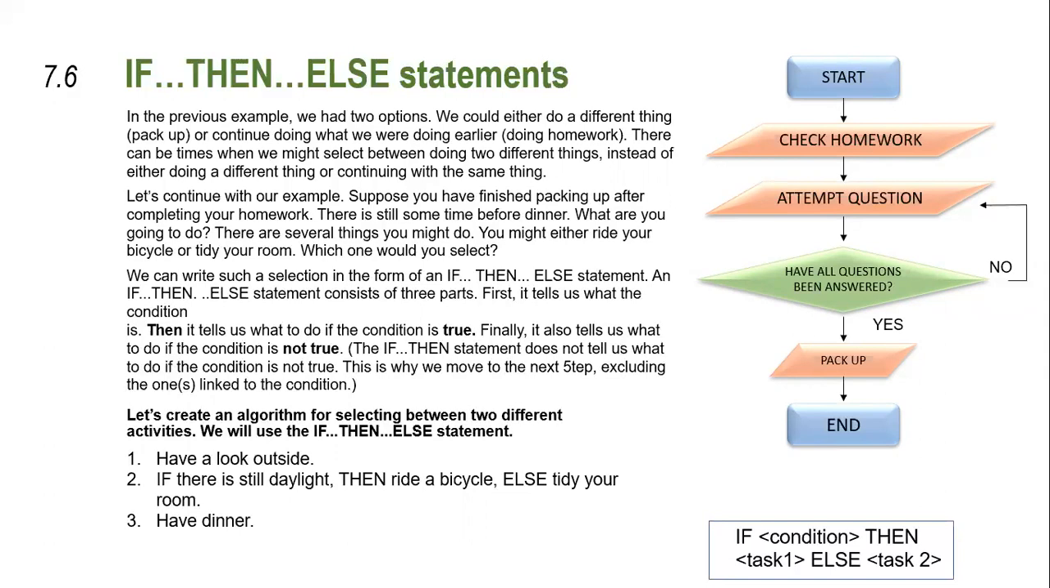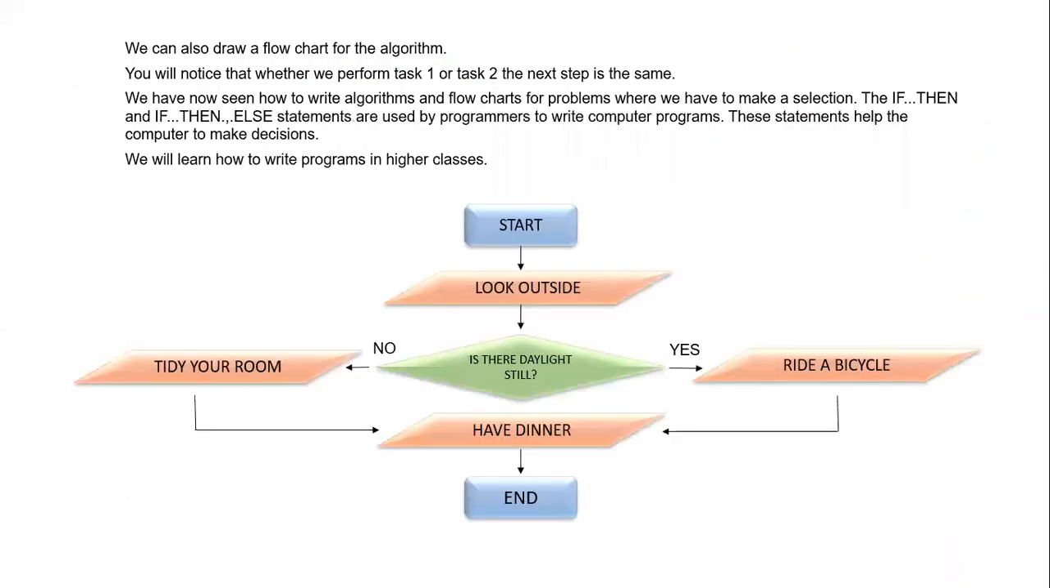Over here, start and end symbol. As you can see in the flowchart, check homework, attempt questions. Have all questions been answered? Yes, pack up. Otherwise, no, and going back. And the next statement is deciding between two tasks. The first one is, is there still daylight? If yes, then ride a bicycle. If no, then tidy up your room and then have dinner. Tidy up your room is again an option over here.